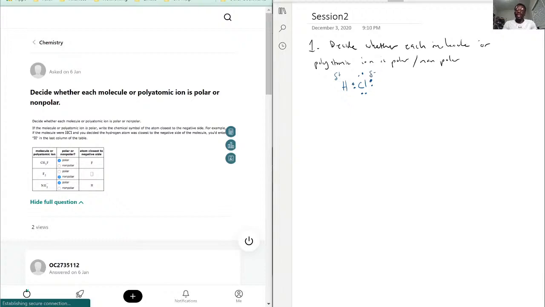And this is based on the electronegativity difference. But with that being said, the reason why they say you enter hydrogen is because chlorine is your quote-unquote negative side. So the atom closest to that negative side is going to be here, because chlorine cannot be close to itself. It is itself. So that's why they say you use hydrogen there. So with that being said, let's go through this question to see whether it's a molecule or a polyatomic ion.